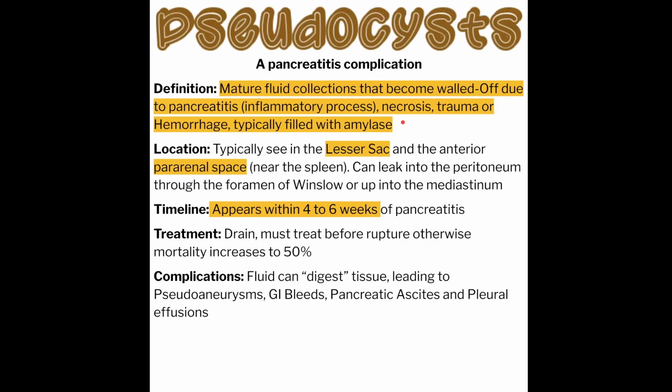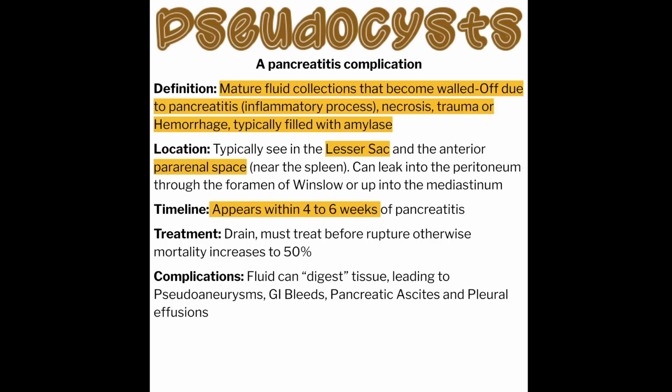Now, as those fluid collections sit within the body, they are going to start to collect and mature upon themselves, and that is where we get a pseudocyst. So the pseudocyst then is mature fluid collections that become walled off due to pancreatitis, necrosis, trauma, or hemorrhage. And these are typically going to be filled with amylase. So again, we have acute pancreatitis. Within the first 4 weeks, we're going to start to see these fluid collections form around the pancreas. That is the pancreatic enzymes starting to leak out into the body.